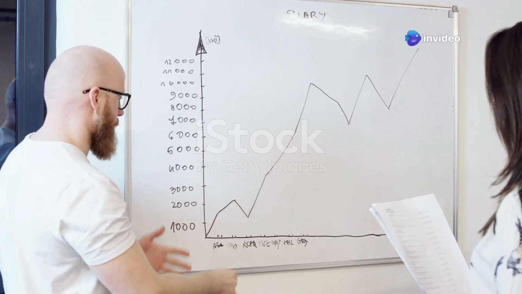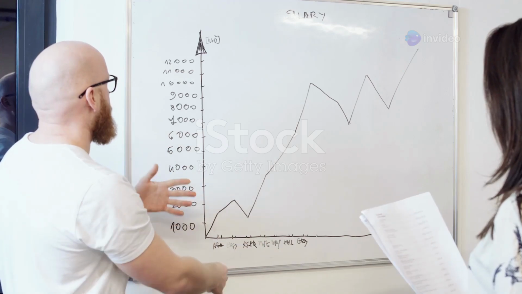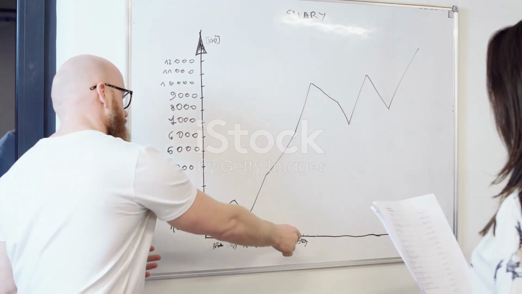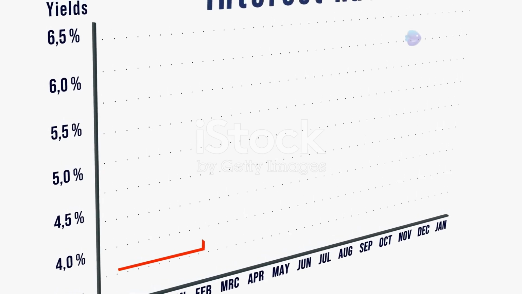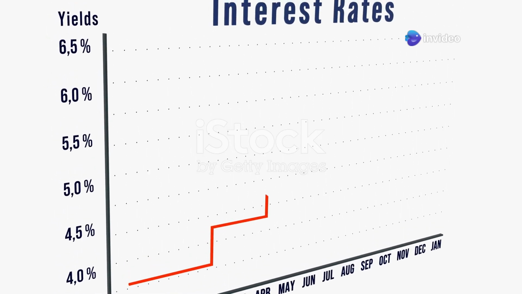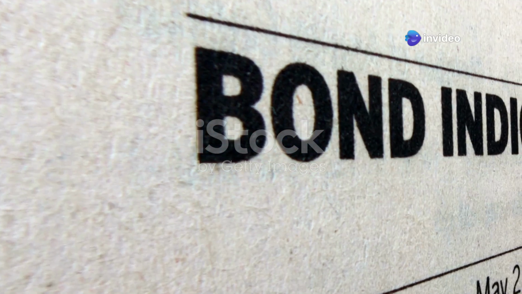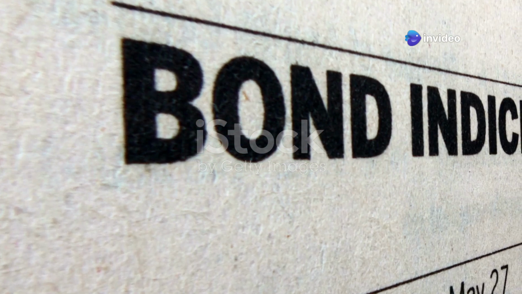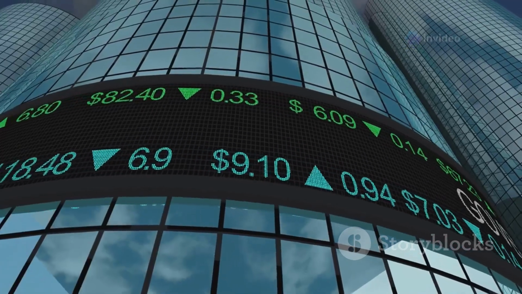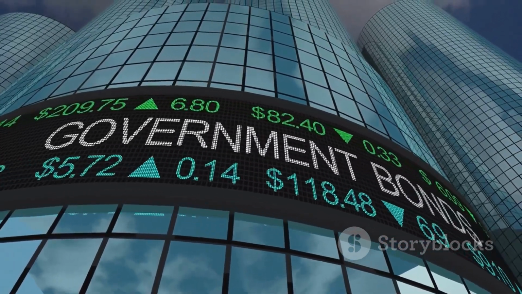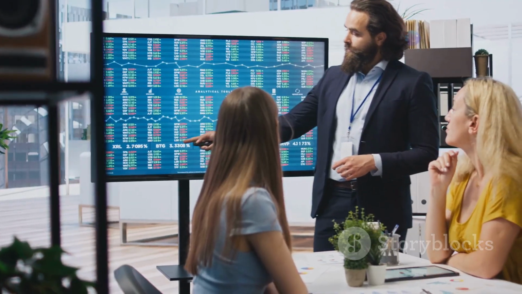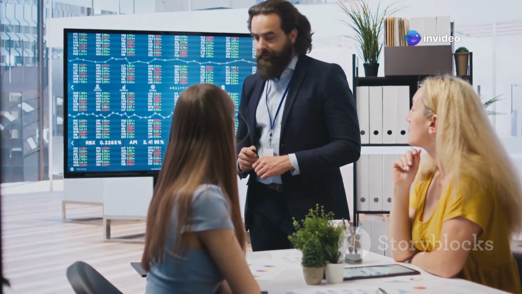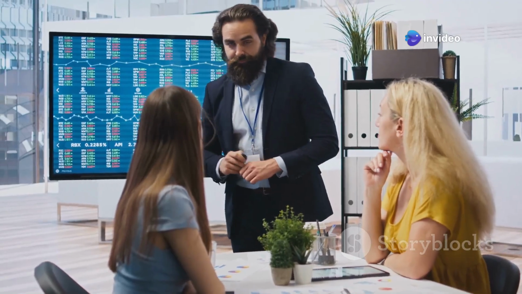One of the most critical concepts in bond investing is the inverse relationship between bond prices and interest rates. When interest rates rise, the prices of existing bonds fall, and vice versa. Imagine you own a bond paying a 5% interest rate. If new bonds are issued with a 6% interest rate, your bond becomes less attractive to investors. To sell your bond, you would have to lower its price to make it competitive with the higher-yielding bonds.